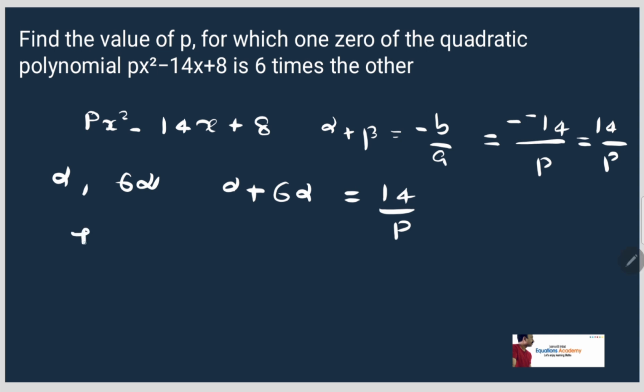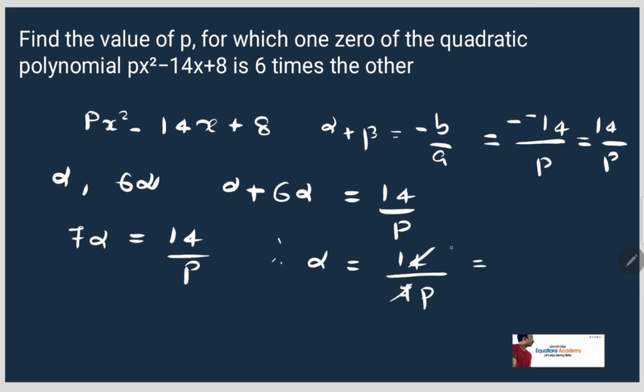That means 7 alpha. Alpha plus 6 alpha is 7 alpha. 7 alpha is equal to 14 by p. Therefore alpha is equal to 14 divided by 7. When the 7 goes to the right side, it goes to the denominator, and p is already there. So 14 divided by 7p, 14 and 7 we can cut, it is 2. So we get 2 over p. So we have got alpha is equal to 2 by p.